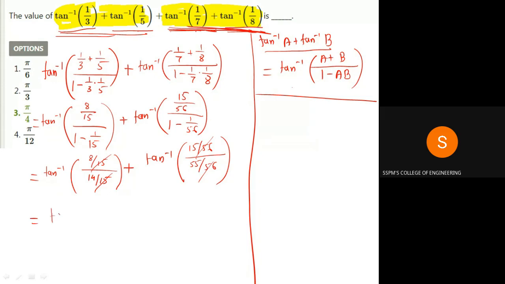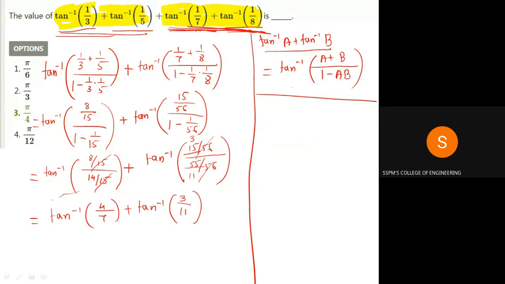What remains here? Tan inverse 8 upon 14. What is 8 upon 14? If you divide them by 2, it is 4 upon 7, plus tan inverse 15 by 55. What is 15 by 55? If you divide them by 5, 5 into 3 is 15, 5 into 11 is 55. So 3 upon 11. Okay.